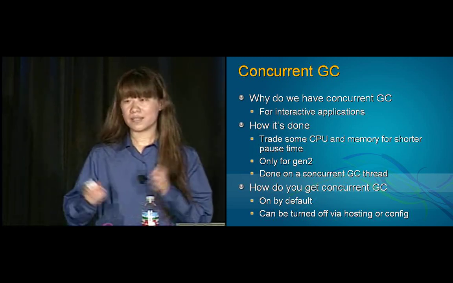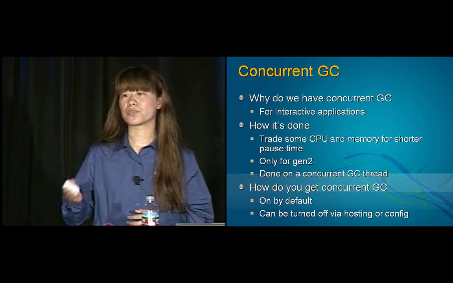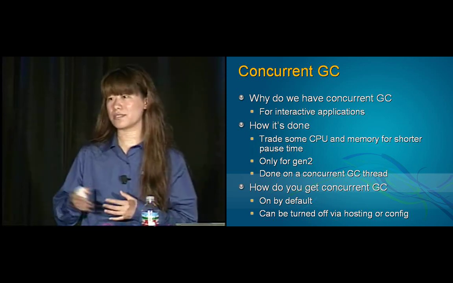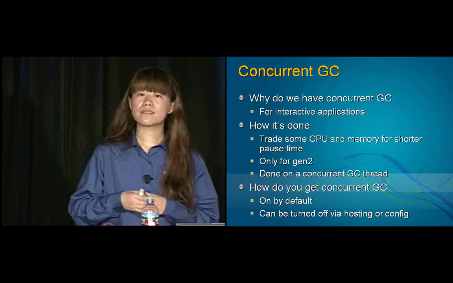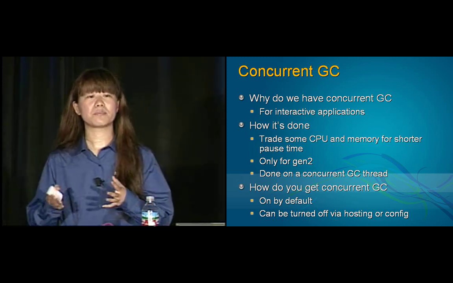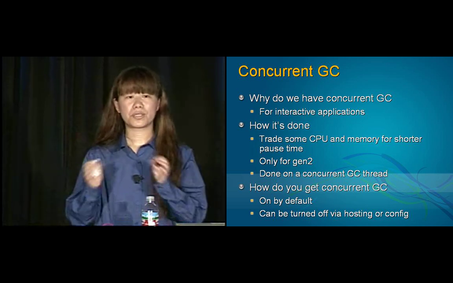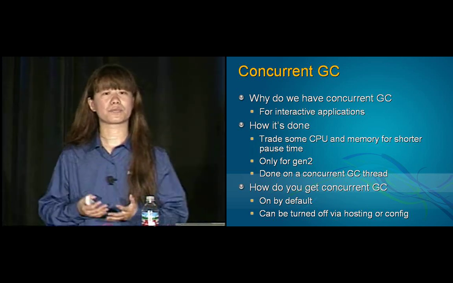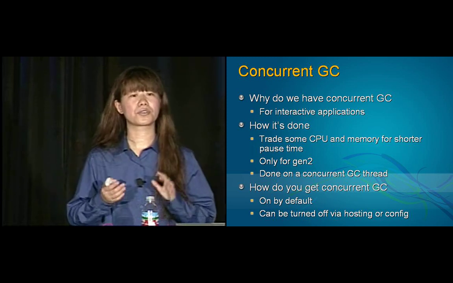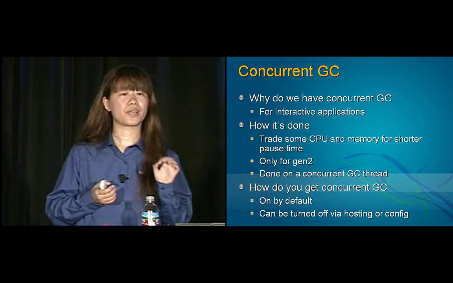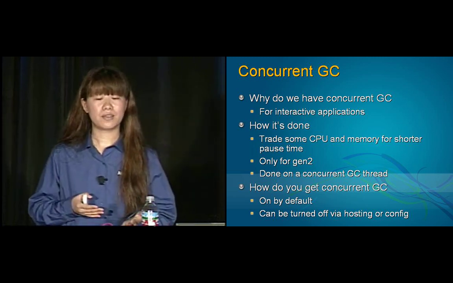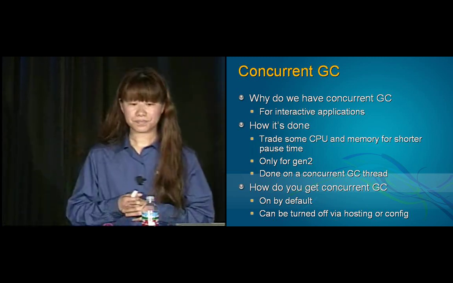This also means you're going to consume more CPU because you have to suspend and resume multiple times instead of just once. And because we allow your managed threads to run, they could be allocating memory. So what you allocate now becomes part of your working set, which means when you're running with concurrent GC, you could have at least that much more in your working set. So essentially, we trade some CPU and memory for shorter pause time.